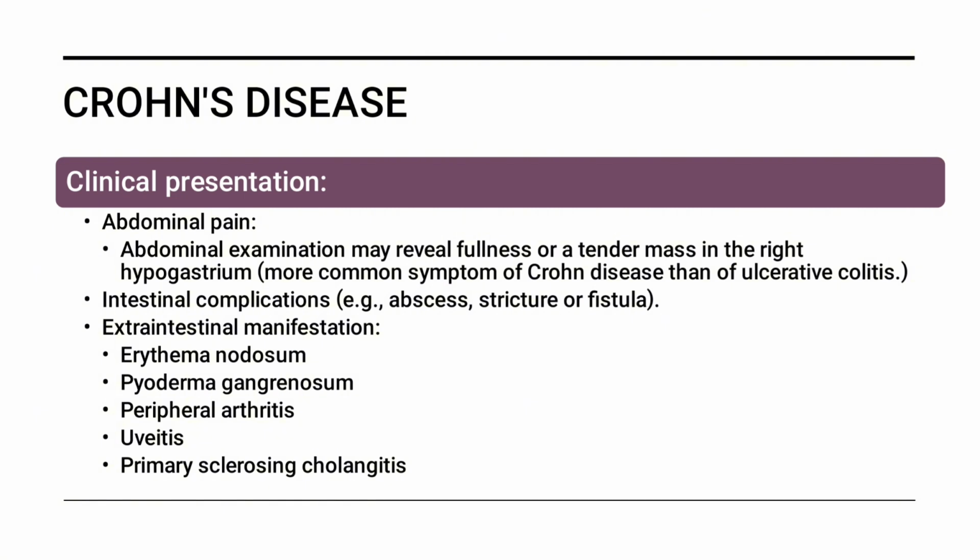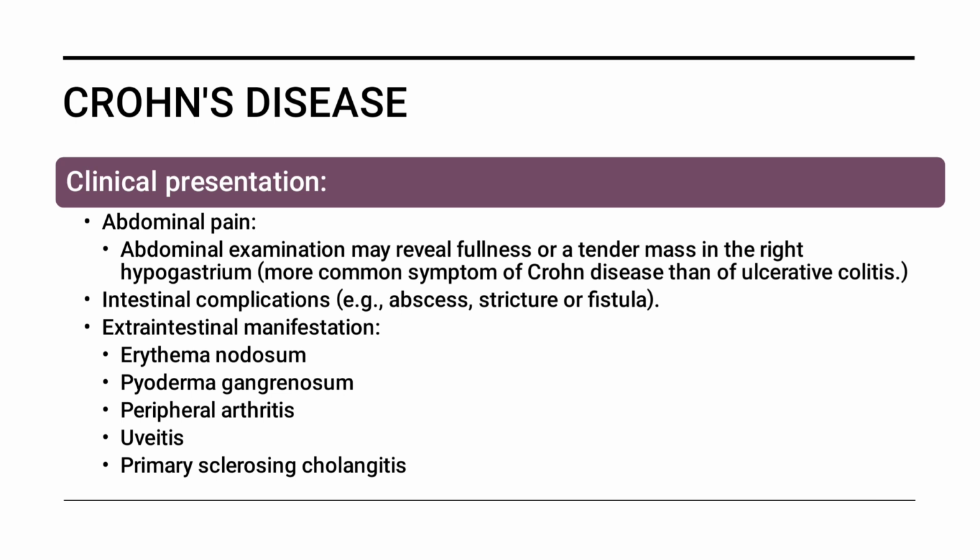There are some intestinal complications that are specifically seen with Crohn's disease, like abscesses, strictures, and also fistulas. That is important. If they ask you in the exam about a case with a fistula, stricture, or abscess, this is mostly Crohn's disease until proven otherwise, because Crohn's is the one that causes strictures and fistulas compared to ulcerative colitis.